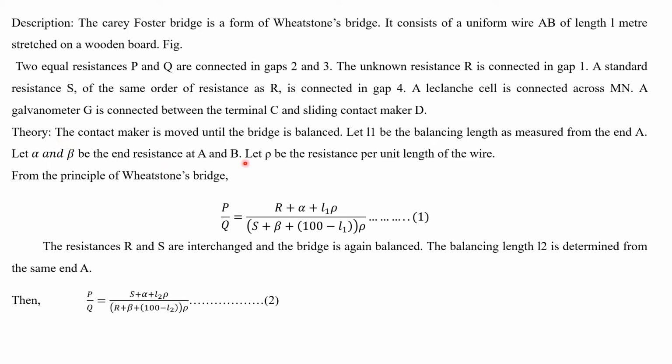Theory. The contact maker is moved until the bridge is balanced. L1 is the balancing length measured from the end A. The point where we get null deflection is where we stop, and that length is the balancing length L1, measured from the point A. Let alpha and beta be the end resistances at points A and B. Let rho be the resistance per unit length of the wire.